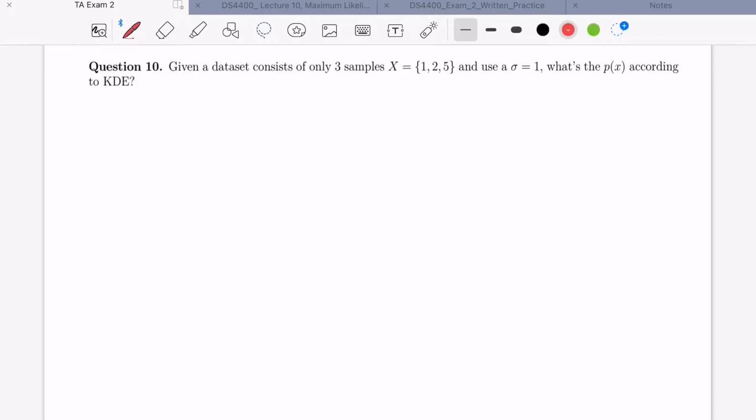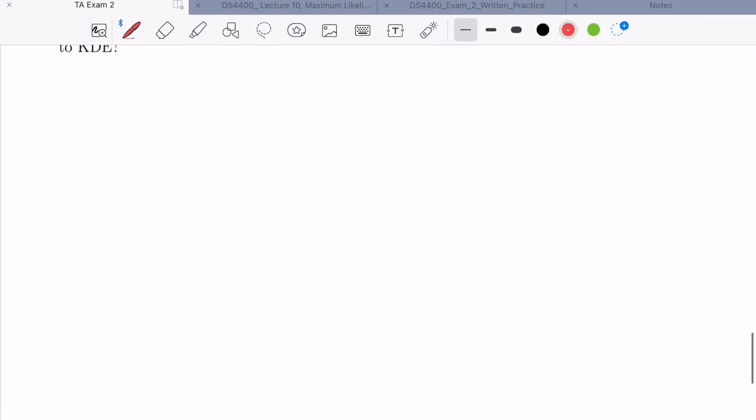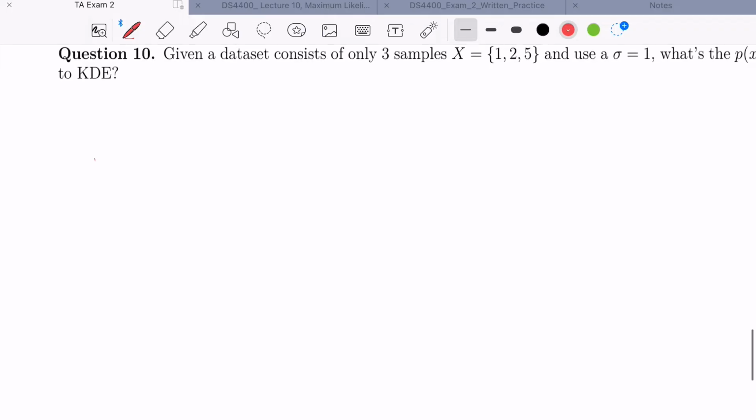If you guys remember, I don't know how to write this, KDE method says that a p of x, the estimated probability density function of a distribution, is just the average of a bunch of Gaussians parameterized by the samples we have. So that kind of seems a little abstract.